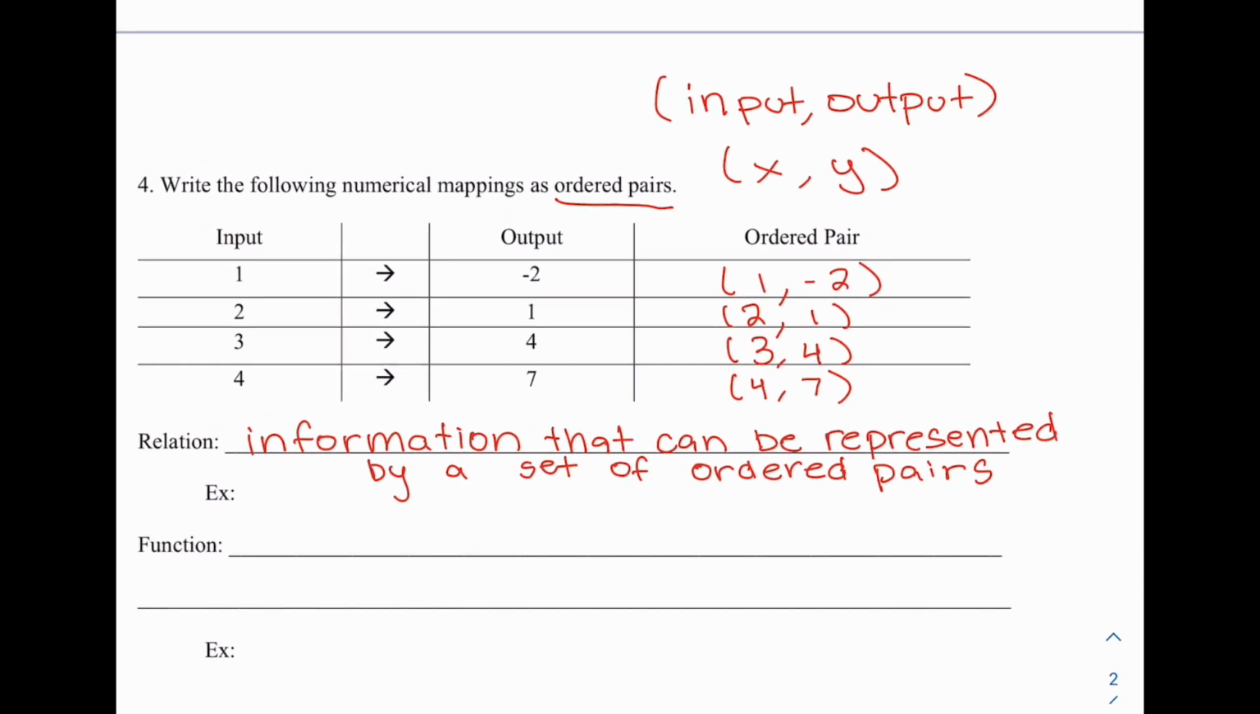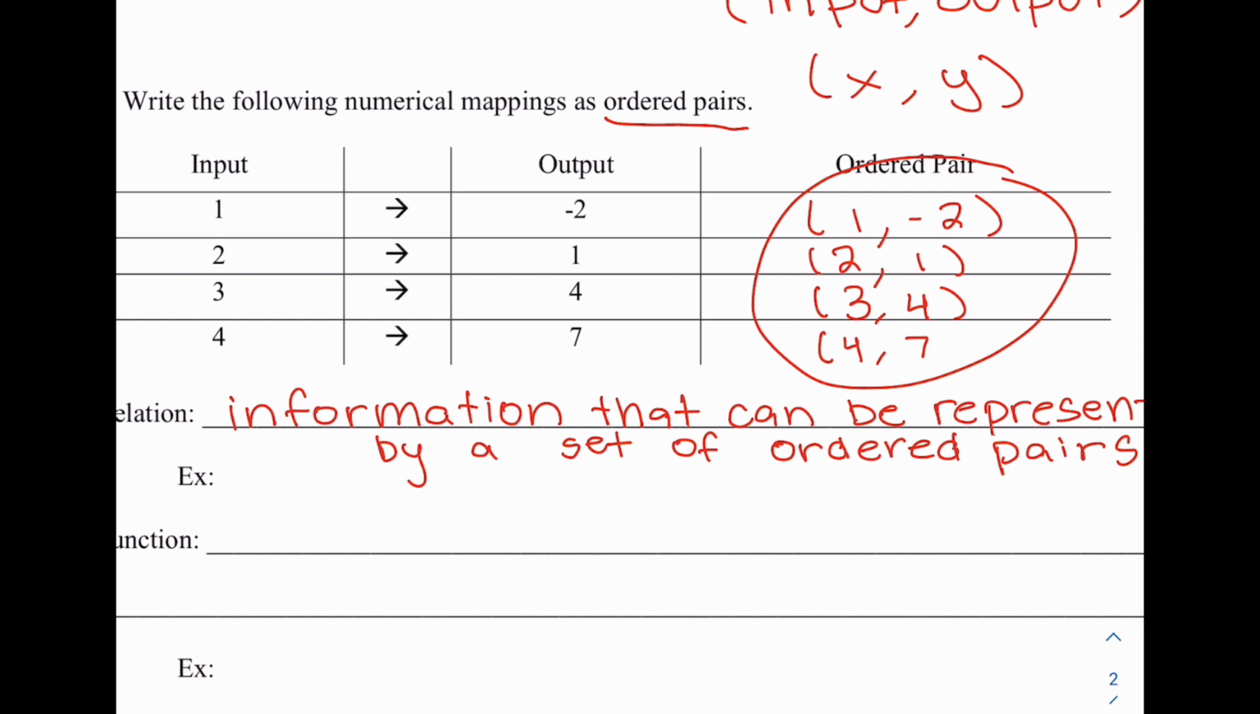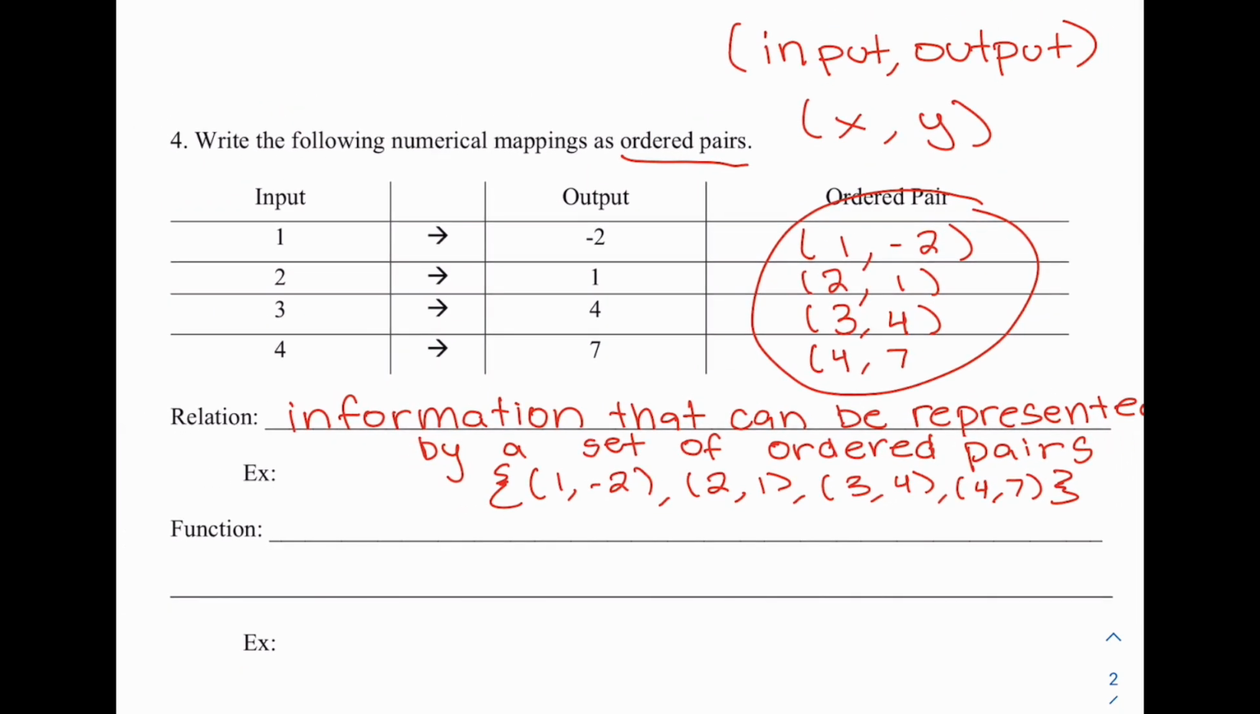A relation is information that can be represented by a set of ordered pairs. And ordered pairs are just a series of inputs and outputs. So for example, if I took all of these ordered pairs right here, and I wrote them in set notation using curly brackets, and I listed out all of my ordered pairs, this is an example of a relation. I have a series of inputs and outputs written in set notation. Now a function is a special type of relation.